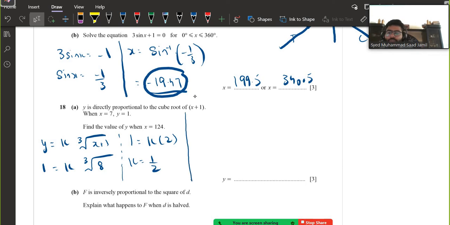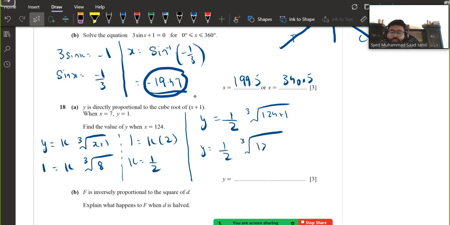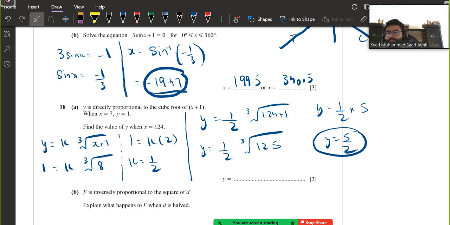Now it says find the value of y when x is 124. Y equals, instead of k, write 1 upon 2 times the cube root of x plus 1. So 124 plus 1 is 125. The reason I am doing so much working is so that you understand each and every step. The cube root of 125 is 5. So y equals half multiplied by 5, so y equals 5 upon 2, and that's your answer.